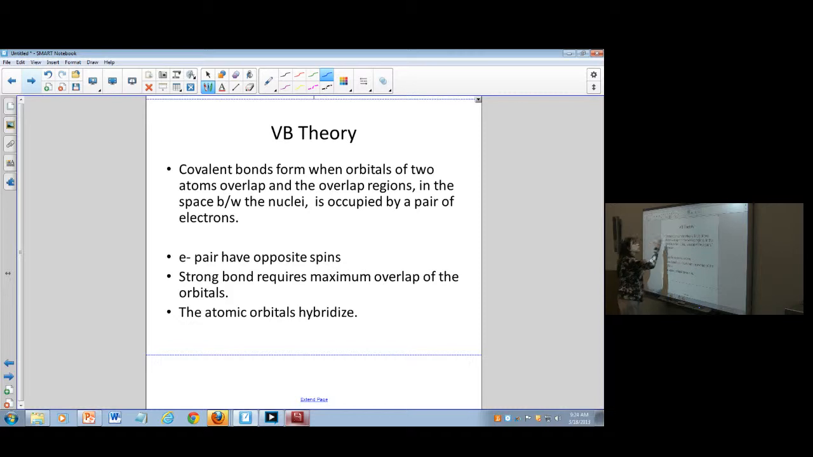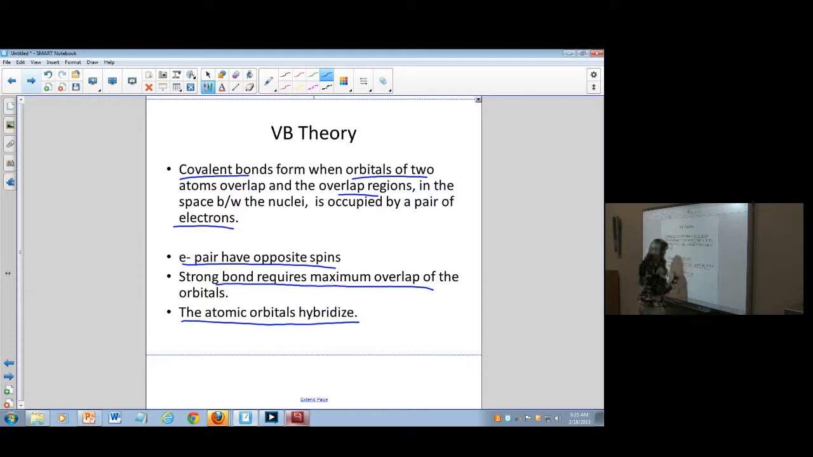All right, so just as a recap, we have covalent bonds. They form when orbitals of 2 atoms overlap, and that overlapping region has a pair of electrons. So they have to have spinning electrons in the opposite direction. And in this case, we have to hybridize our atomic orbitals. On the carbon, we did need to do that; on the hydrogen, we didn't necessarily. It was fine as its little sphere. Okay? And of course, the stronger the bond, the more the overlap of the orbitals.